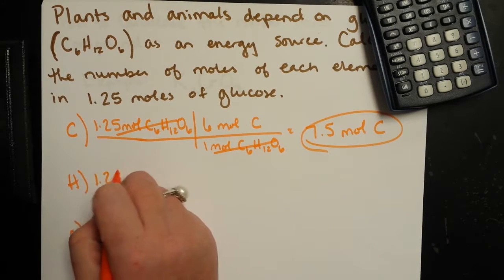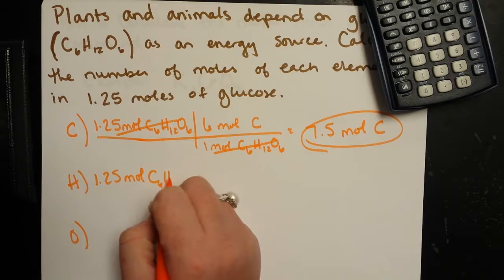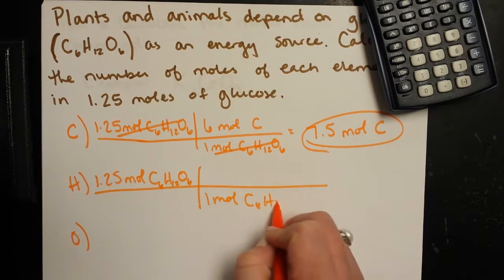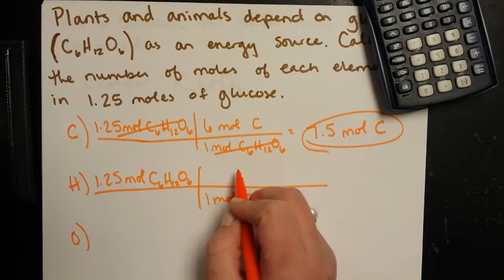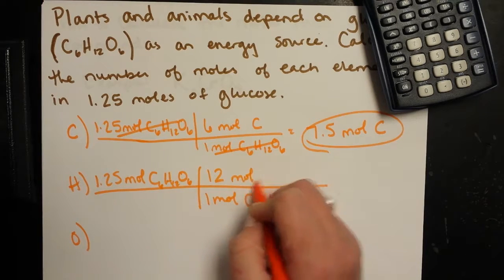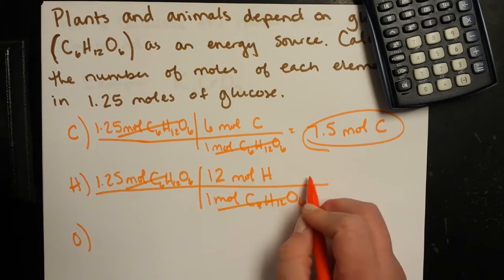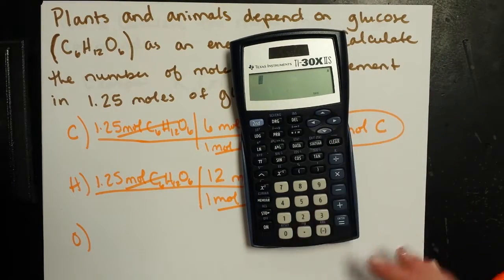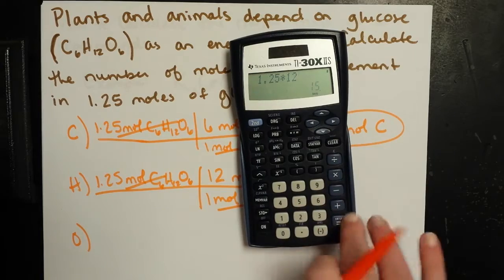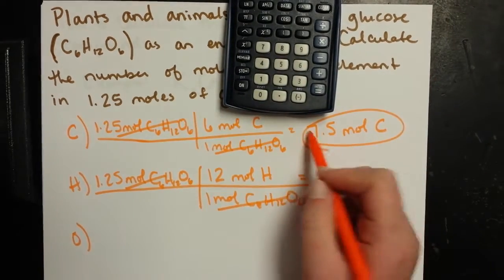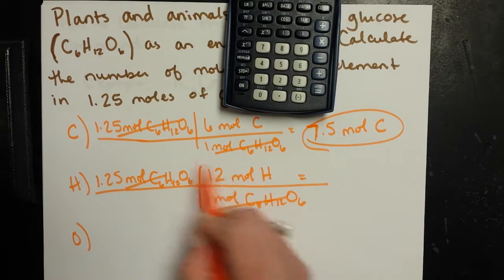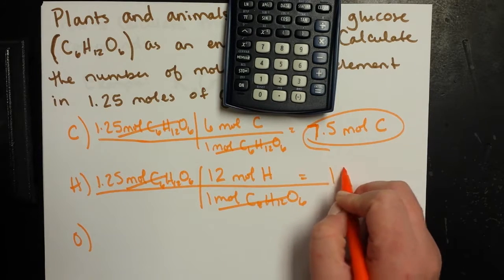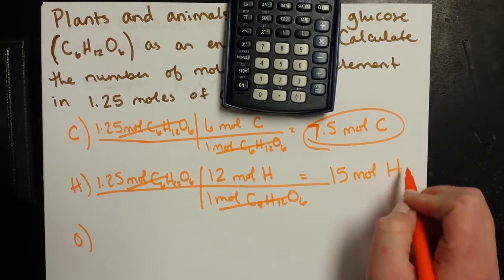Okay, for hydrogen, I still start with the same amount of glucose. But now, for every 1 mole of glucose, I have 12 moles of hydrogen. My moles of glucose cancel, and I'm left with 12 times 1.25. So it should be twice that value, but I will go ahead and just plug it in. So 1.25 times 12, and we get 15, and that is correct. And 15 is 2 times 7.5, and 12 is 2 times 6, so it makes sense we should have twice the number of hydrogen as we do carbon. Okay, so 15 moles of hydrogen.